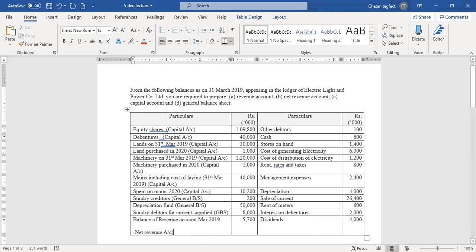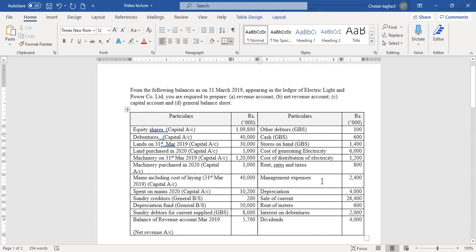The next item is the other debtors. Other debtors is nothing but your current asset. This appears in your general balance sheet. Your cash is also a current asset, hence it appears on the asset side of the general balance sheet. Your stores on hand is also a current asset, and it appears in the general balance sheet. I'm writing it as GBS because there is not much space to type.